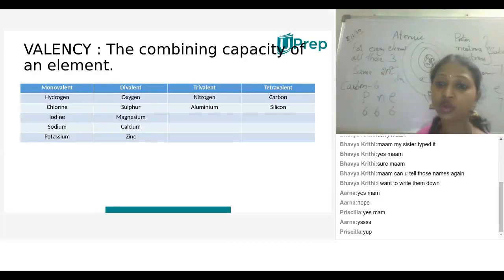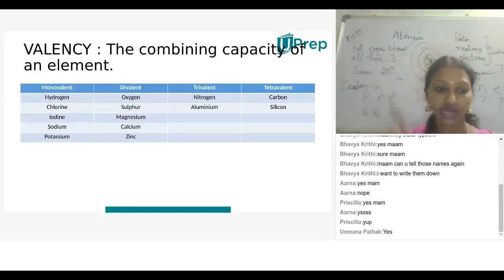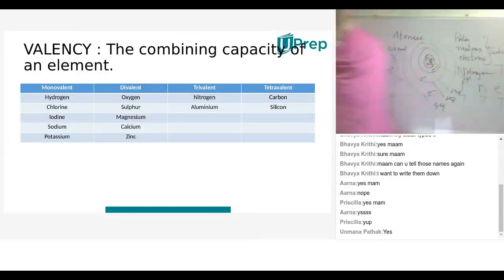If we go with the 2n square formula, here n represents the number of the shell. n represents the number of the shell, not the number of electrons.